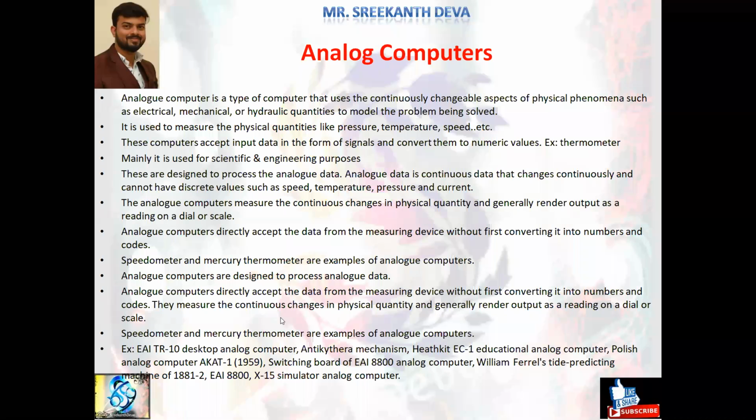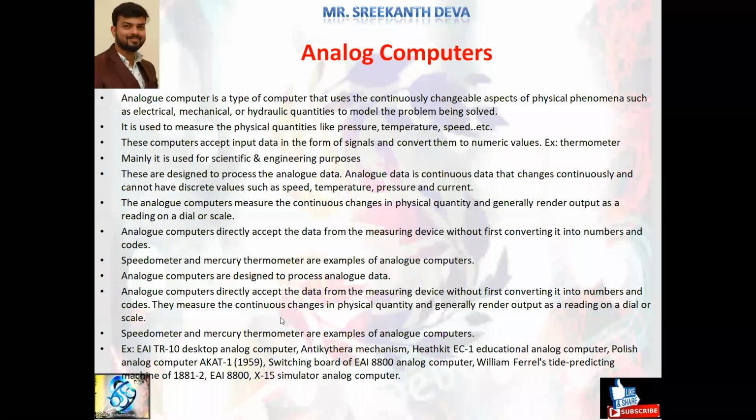Analog computers are used to process analog data. They directly accept the data from the measuring devices without first converting it into numbers and codes. They measure the continuous changes in physical quantity and generally render output as a reading on a dial or scale. Speedometers and mercury thermometers are examples of analog computers. The best example you can take is the EAI TR10 desktop analog computer.